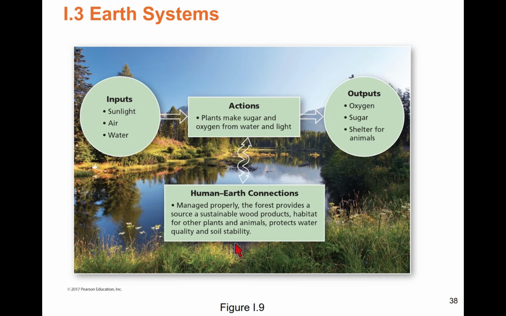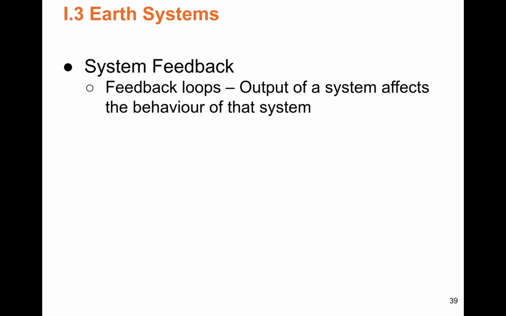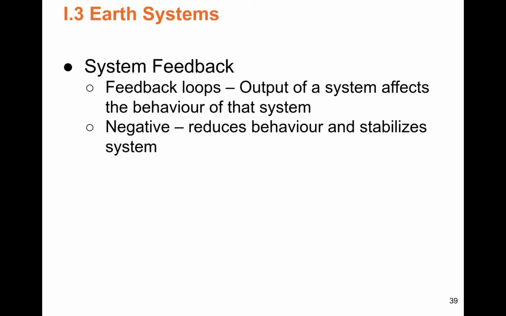And then there's also often a human environment connection with a system. How does that system influence people? How do people influence the system? As the system is working, the behavior of the system can influence the system, and that's called feedback. Feedback, I think, is poorly understood. Most people are confused about feedback. You can have a feedback loop where the output of a system affects the behavior of that system and either makes that system do more or do less.